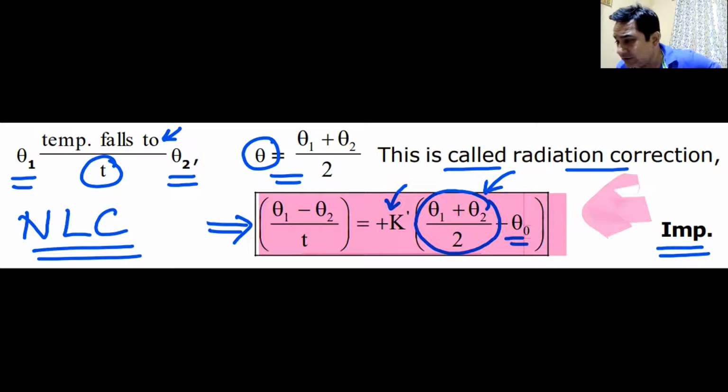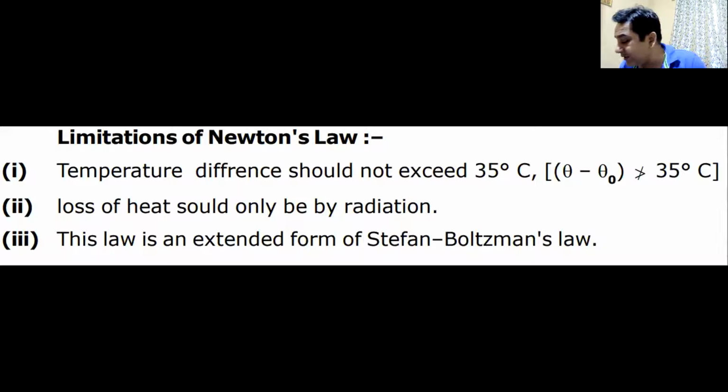Have you noted down this pink formula? I'll give you a minute. Okay, you noted it down. Since you have noted it down, what we'll be doing is writing the limitations of this Newton's law, and these are the most important limitations. A question will come directly on those. You will have to note them down in the copy that you have made. Strict limitations of Newton's law, and the first limitation is very simple: the temperature difference should not exceed 35 degrees Celsius.